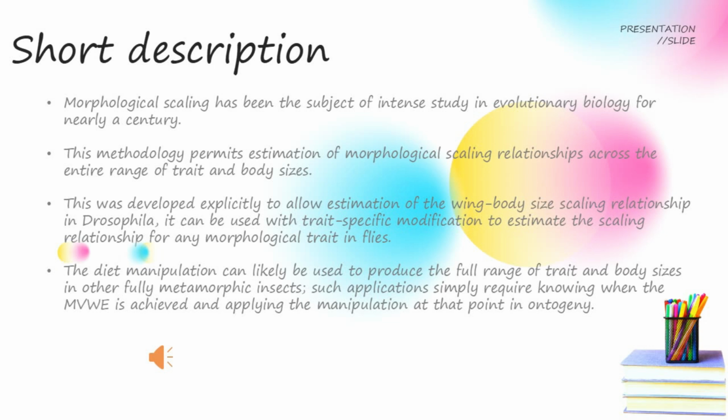The diet manipulation can likely be used to produce the full range of trait and body sizes in other fully metamorphic insects. Such applications simply require knowing when the MVWE is achieved and applying the manipulation at that point in ontogeny.